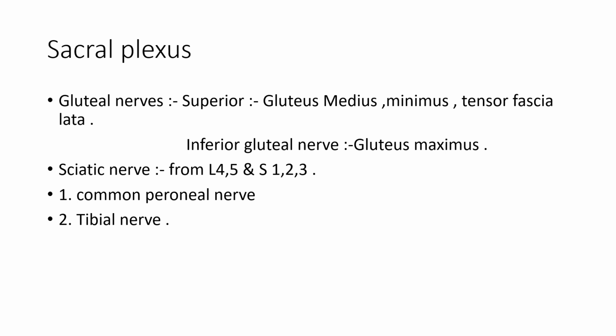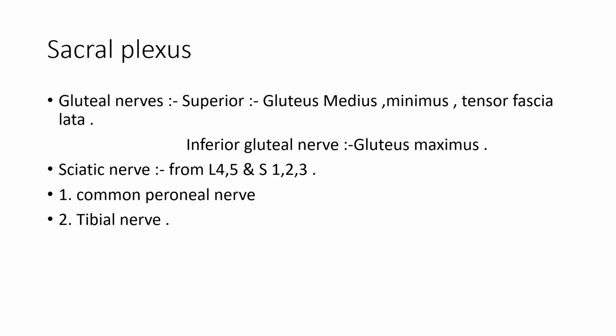Now the sacral plexus. The superior and inferior gluteal nerves supply the back of the butt. The gluteus medius, minimus, and tensor fasciae latae are supplied by the superior gluteal nerve, and the gluteus maximus is supplied by the inferior gluteal nerve.